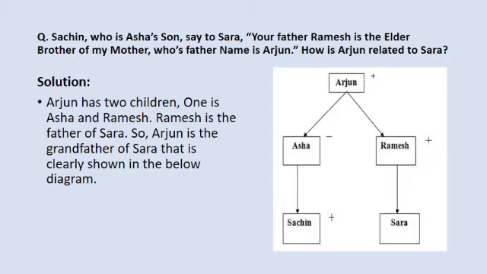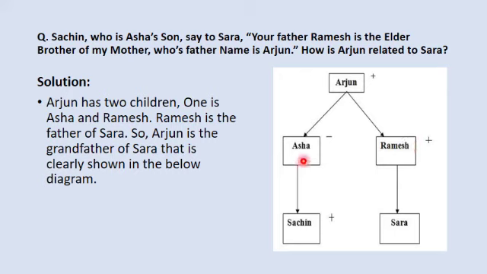Another question. This is again an example of vertical relation. Sachin, who is Asha's son, said to Sarah, "Your father Ramesh is the elder brother of my mother, whose father's name is Arjun." How is Arjun related to Sarah? Here we are drawing the vertical relationship. Asha, we know by the name, is female. Sachin is the son of Asha, so Sachin is represented by a positive sign. He says to Sarah, your father Ramesh. So Sarah's father is Ramesh, and Ramesh is the elder brother of Sachin's mother.